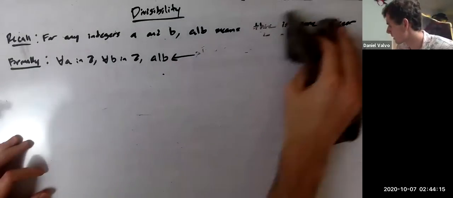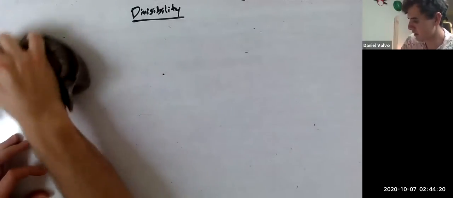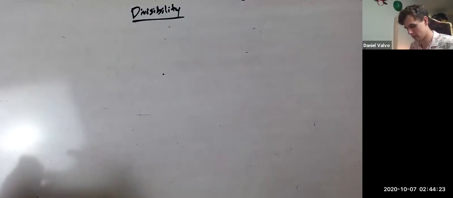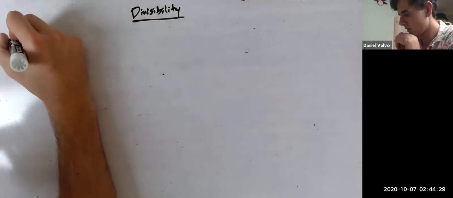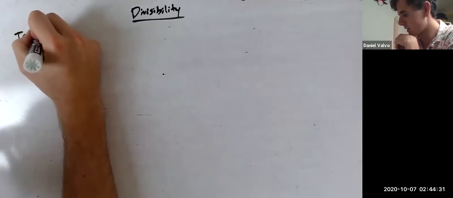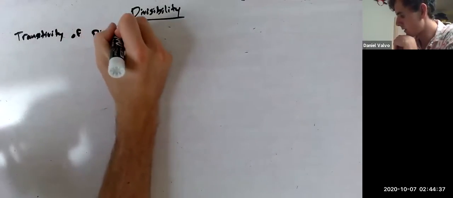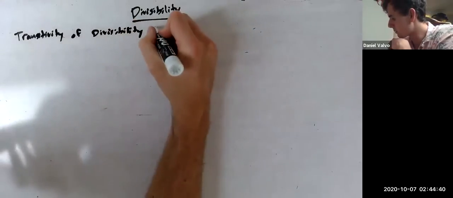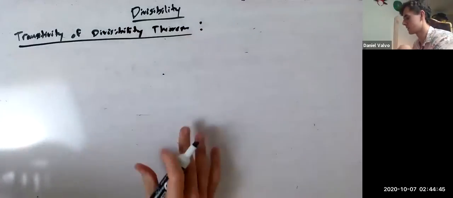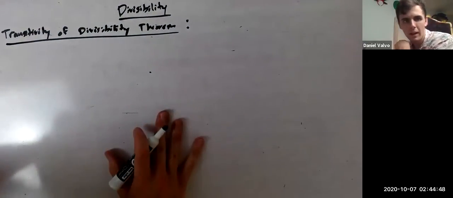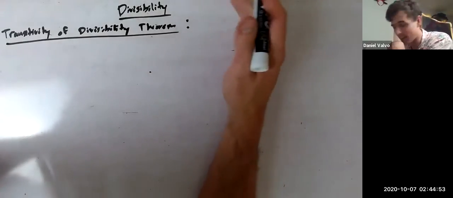Let's do a proof with this, a simpler proof. And I'll call this the transitivity of divisibility theorem. And this is real simple. It makes sense. It might look weird. And that is, well, I'll just write it first.